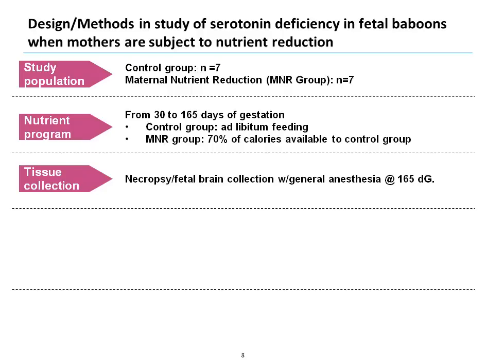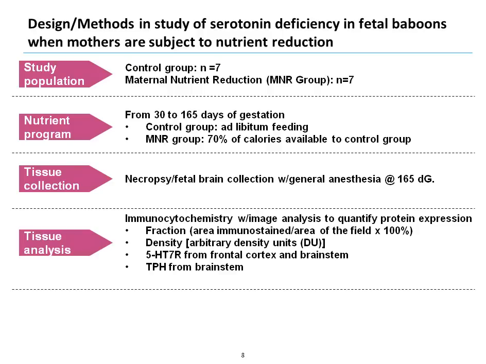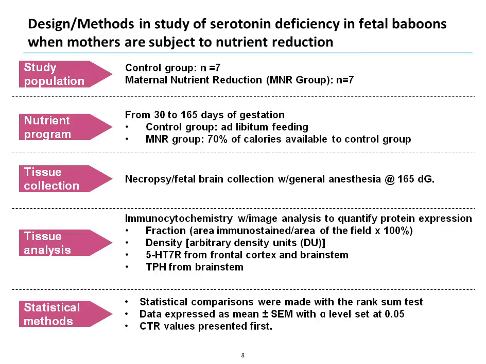Then we collected tissue with general anesthesia at 165 days of gestation. Then we analyzed that tissue using immunocytochemistry with image analysis to quantify the protein expression. We looked at the fraction, the density, and examined the amount of 5-HT7R in the frontal cortex and brainstem, and looked at the TPH from the brainstem as well. And we used these statistical methods. We used the rank sum test. The data was expressed as a mean plus or minus SEM with a confidence level set at 0.05, and the CTR values presented first.